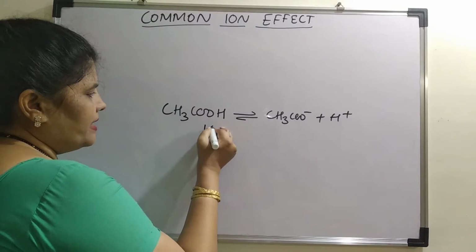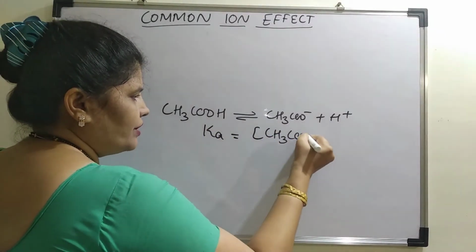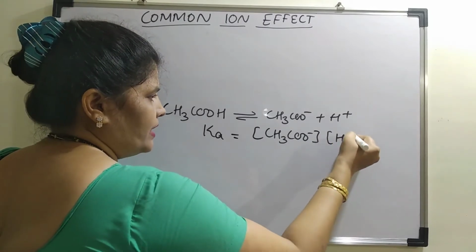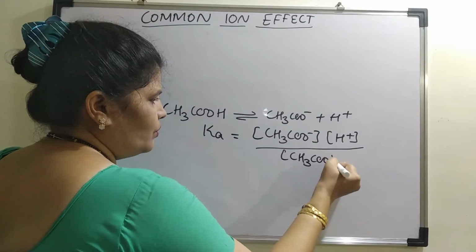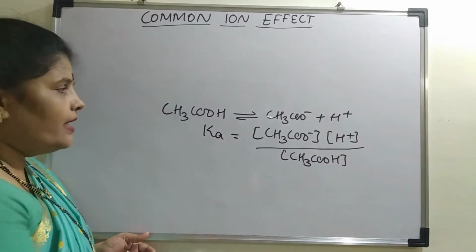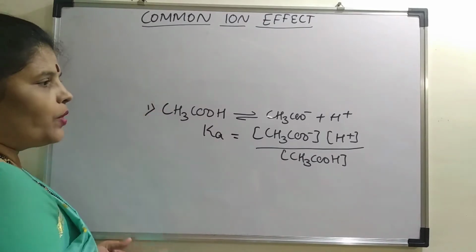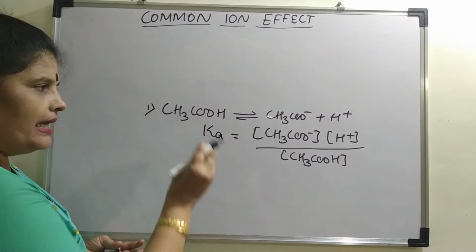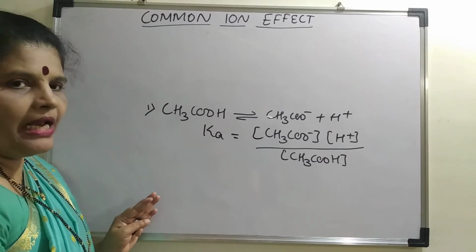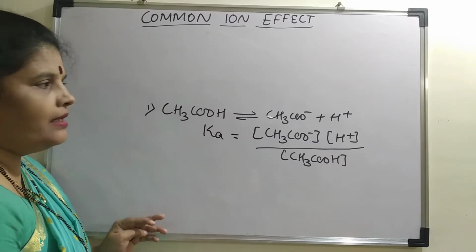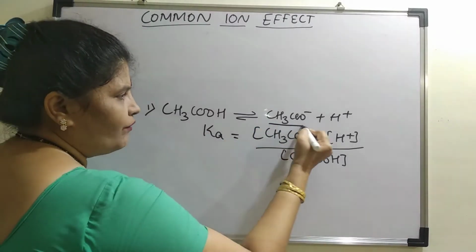If I write its equilibrium constant, K is equal to active mass of CH3COO minus and H plus upon acetic acid. Now you know that being a weak electrolyte, it will dissociate to a lesser extent. So this is the first equation we have seen. Now I am adding another electrolyte to the same solution but having a common ion. What is the meaning of common ion? Having an ion which will be similar to the ions which are formed here.